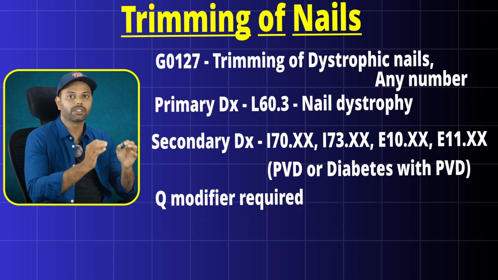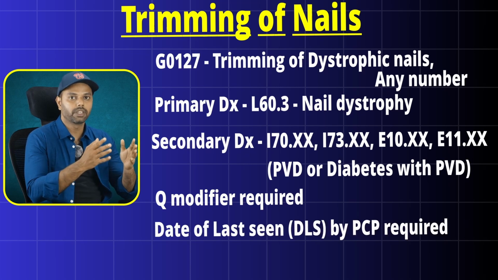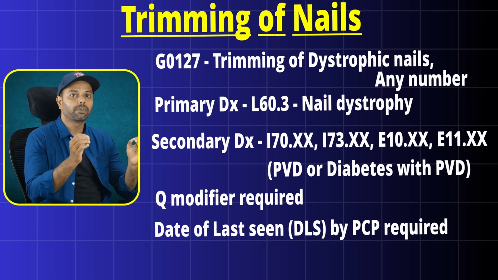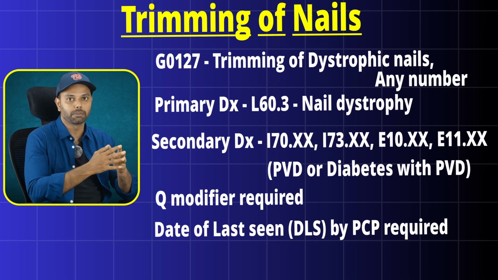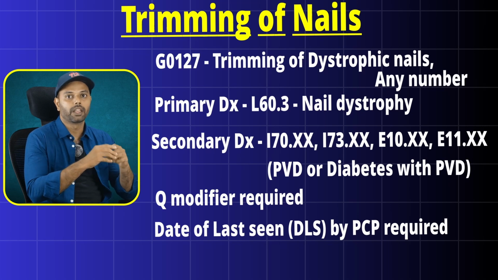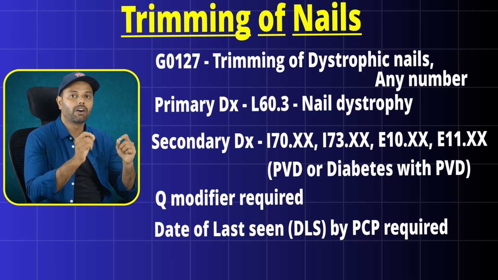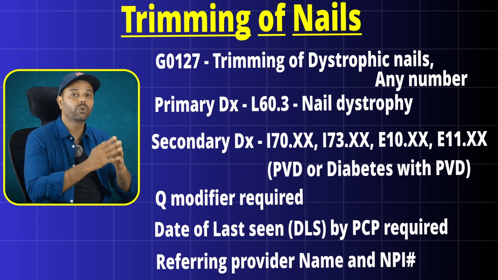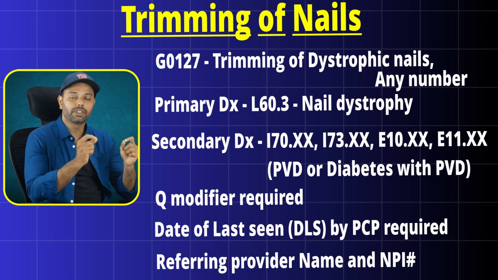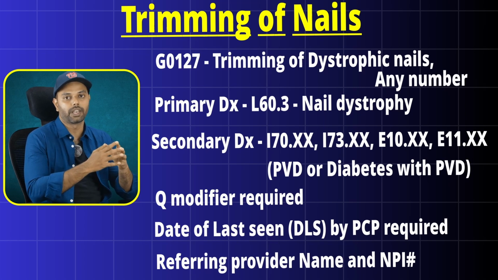Q modifier is required for this code. The diagnosis and the modifier tell the insurance that the patient is at risk. Then only insurance covers this code. Mention date of last seen by the primary care physician within last 6 months. You cannot assume a date and enter it on a claim form. Nowadays, everything is automated, so you have to be accurate on date of last seen. And don't forget to mention the referring provider name and the NPI number on the claim form.